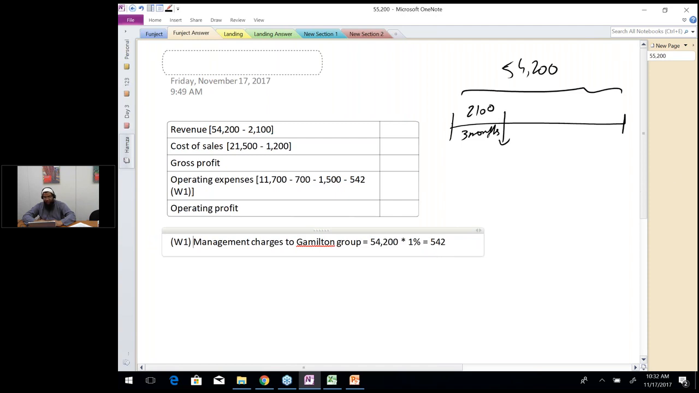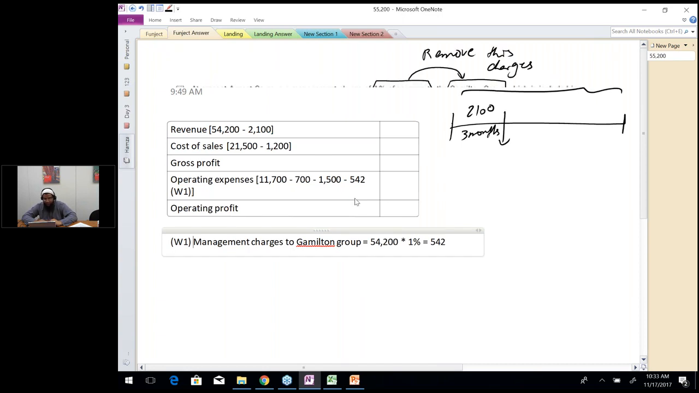Is it clear how we have calculated the management charges? Yes, Hamzadeen and Nabil, thank you. Okay, that's good. So we have excluded the management charges that Aspect company is currently paying to the Gamilton Group. So we have removed that.